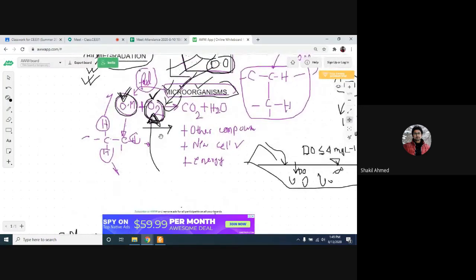If you measure the oxygen, that will eventually give you an idea of how much organic matter is present here. Because as I told you, higher is the amount of organic matter, higher is the amount of oxygen. So if you measure this oxygen, then you can quantify the amount of organic matter.